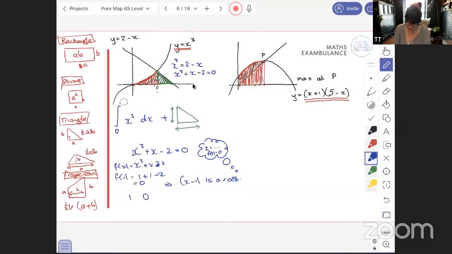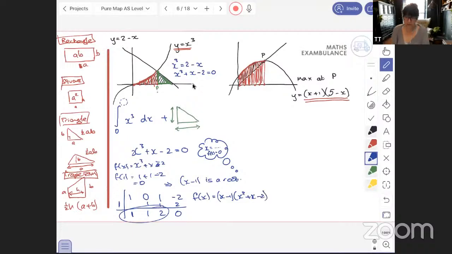1x cubed, no x squareds, 1x and a minus 2, dividing it by x minus 1. 1 goes there, 1 times 1 is 1, add them up, 1 times 1 is 1, add them up, 1 times minus 2 add 2 is 0. There's my quotient. I know that f of x is equal to x minus 1 times x squared plus x plus 2. How cool is that? That is how easy synthetic division is. It's so good. So why was I doing all that?